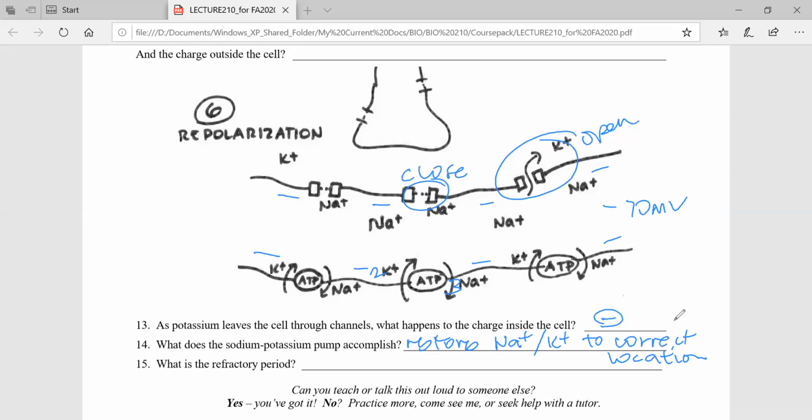Until you can complete returning these ions, this cell experiences a refractory period. So the refractory period is when this pump is operating. And of course, as long as the pump is operating, your cell is going to be restoring the resting state, and you're not going to be able to conduct another nerve impulse until everything's back to normal.